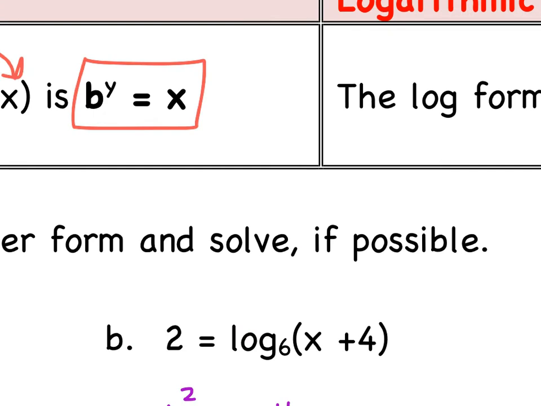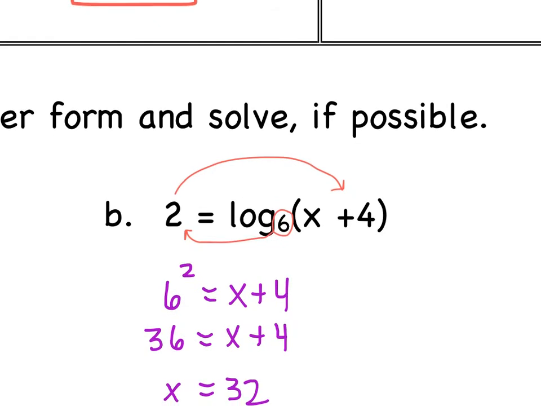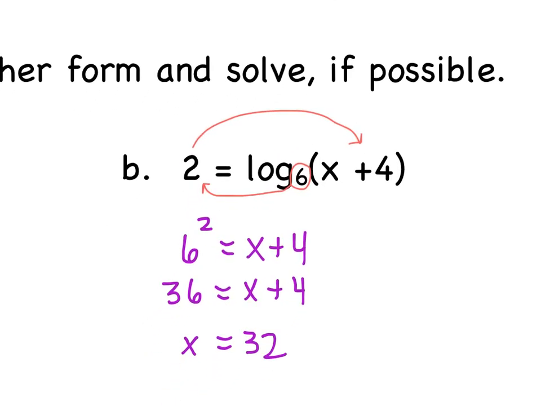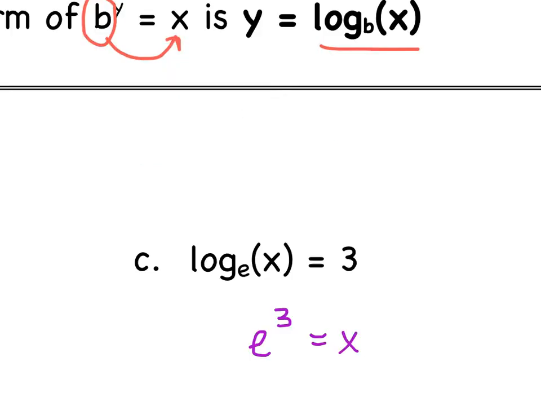Taking a look at part B, see if you can convert it. Identify your base, 6, raise to the other side, set it equal to that entire argument. So when you do that, you get 6 squared equals x plus 4. 6 squared is 36. 36 equals x plus 4, so we can solve this and get x equals 32. Try C on your own. Convert it to exponential form. Hopefully you got e to the third equals x.